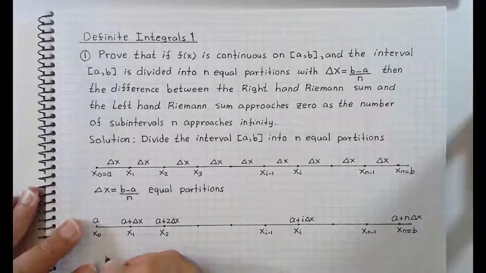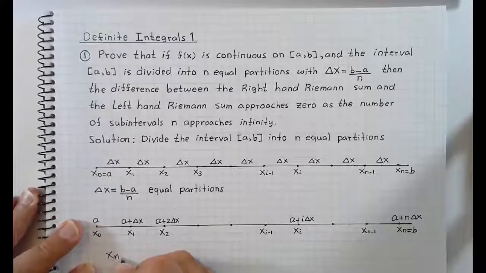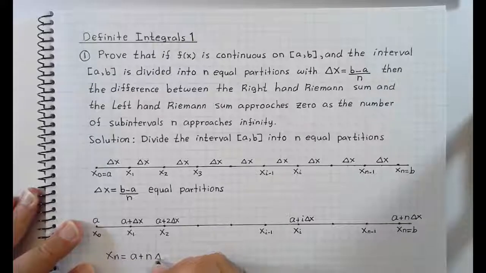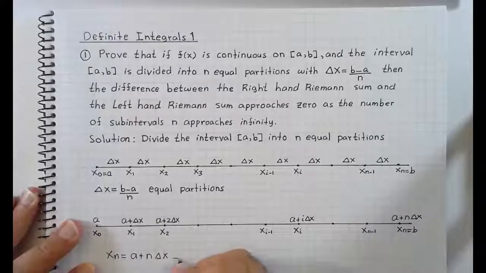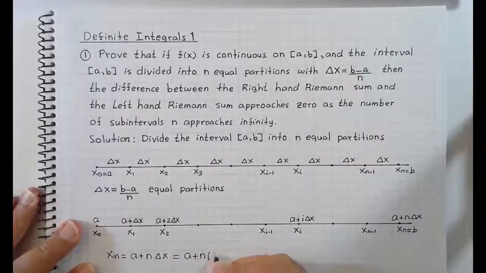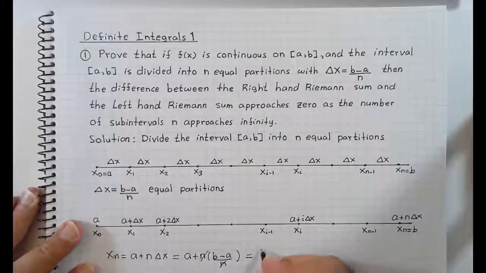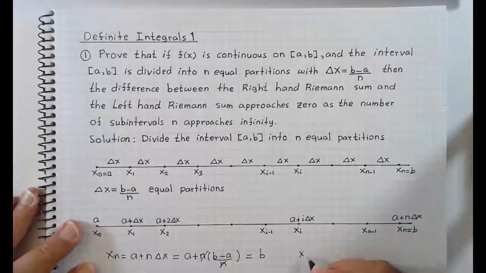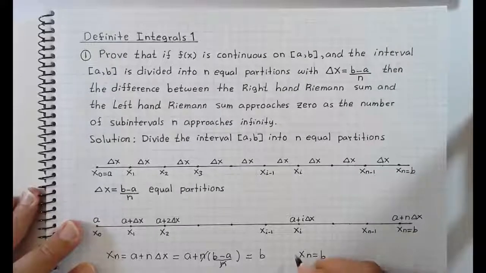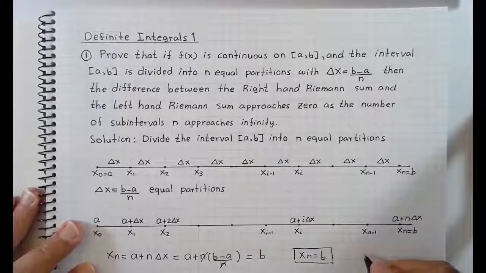We note that xn is equal to a plus n delta x, and n delta x is just (b minus a) divided by n times n. Cancel, cancel, and the a's cancel as well, and you just get b. That means xn is equal to b, and x0 is a.